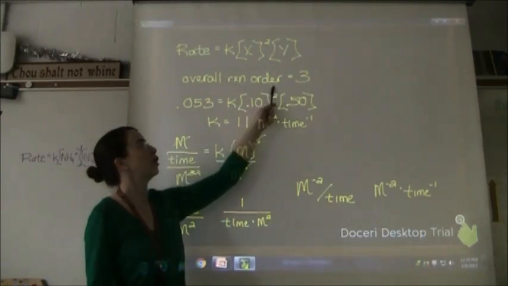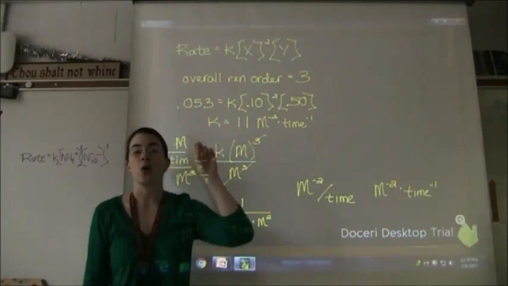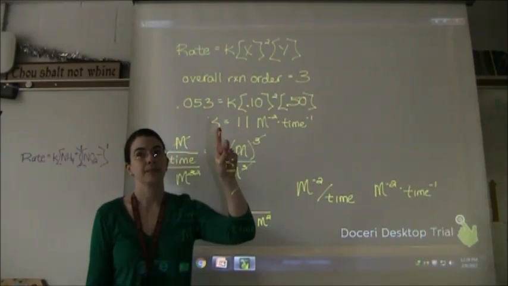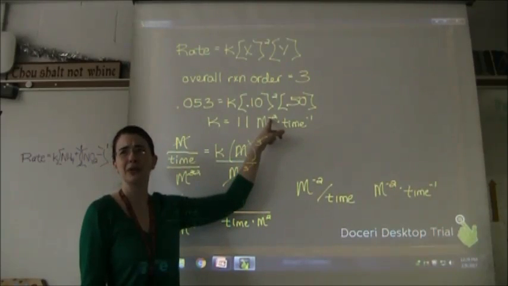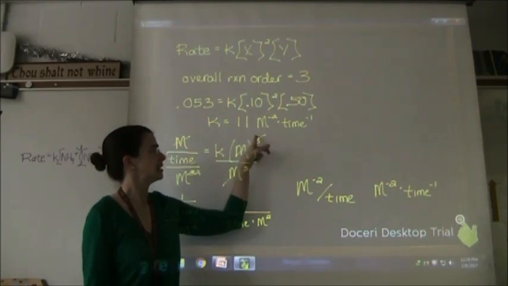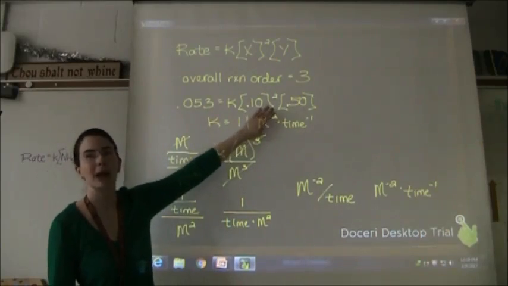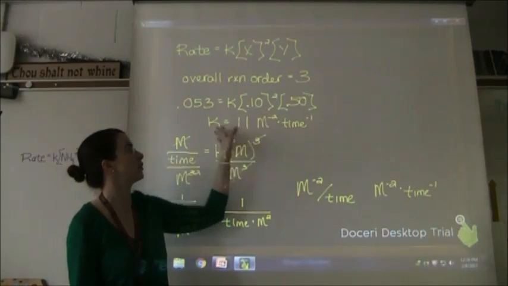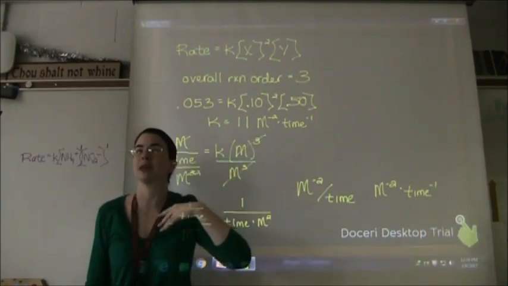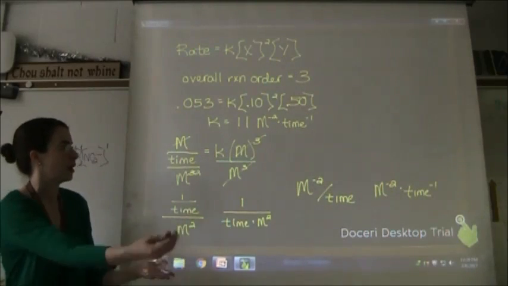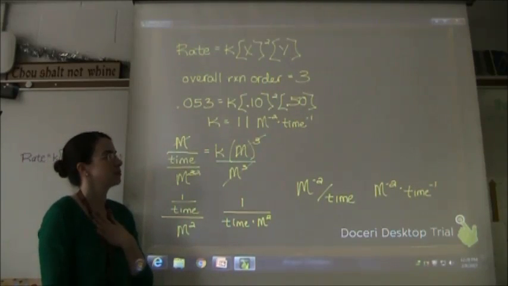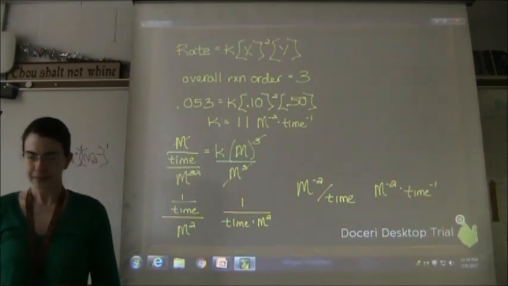What if the overall reaction order is 1? Molarity to the negative 0? Yeah. Anything to the 0 power is just 1. So the units for K in that situation would just be inverse time. That's it. Okay. All right.